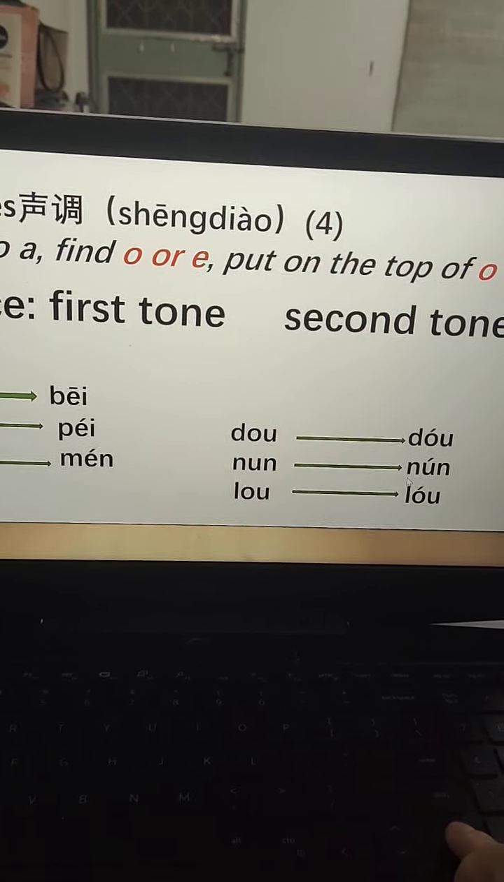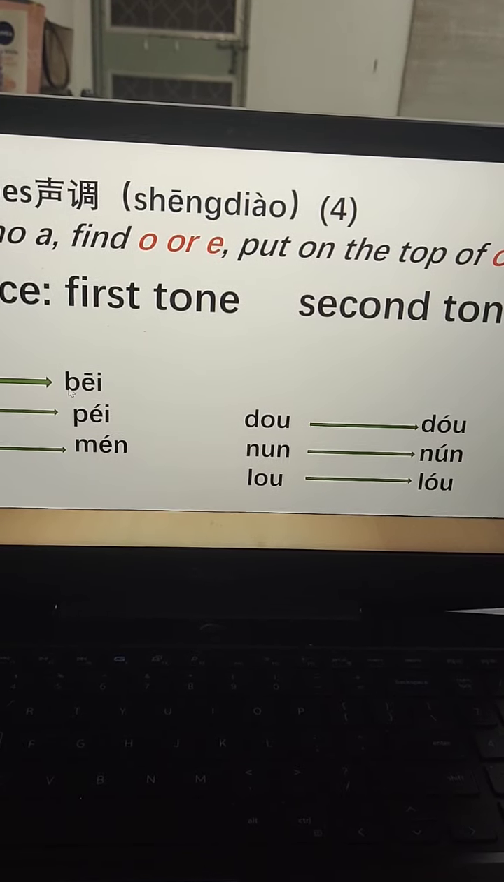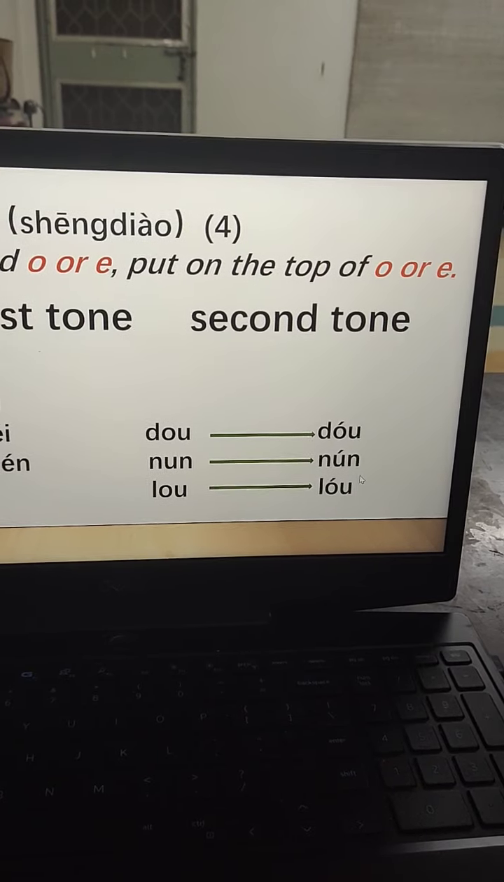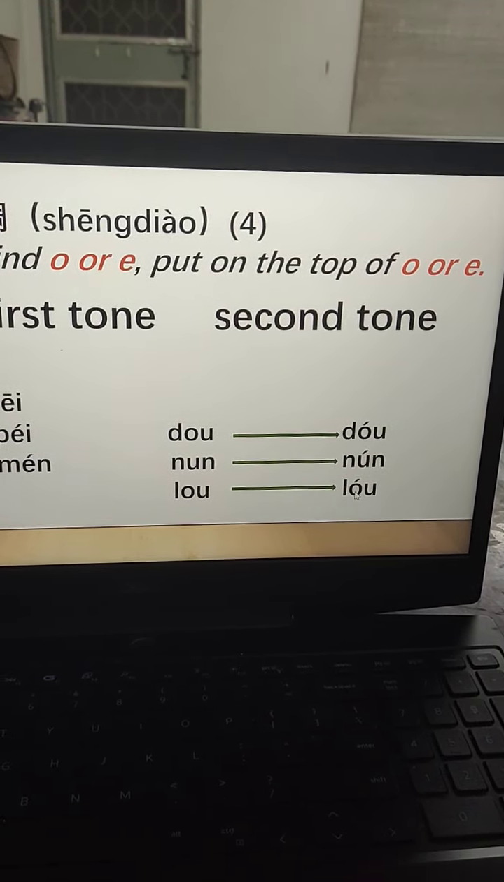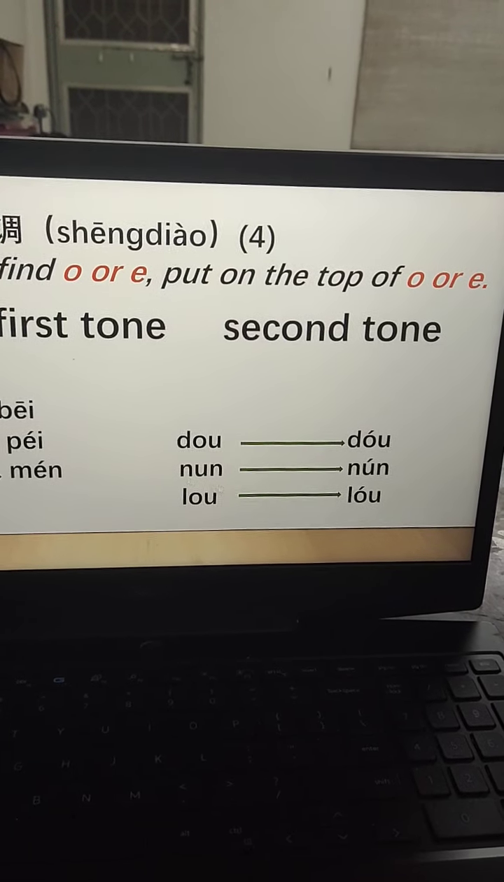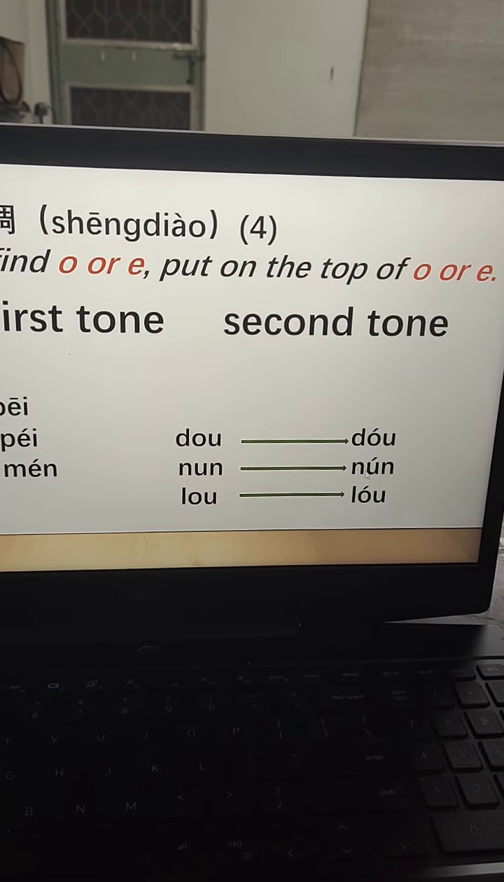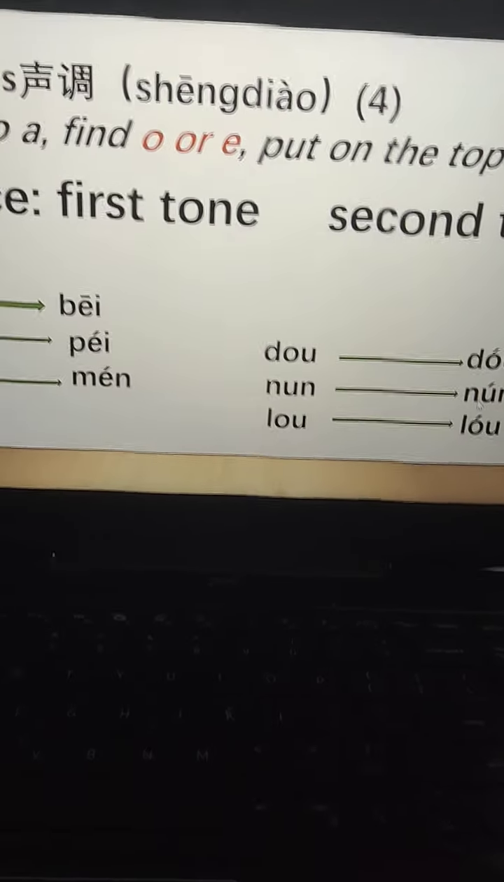Okay. Now let's see here. So let's pronounce this one. Bei, pei, men, dou, nuan, low. Okay. Here is wu, it is okay. Okay. But this, you know this one. O. Okay. A. Okay. Or here you can put it on the o, nong. Right?